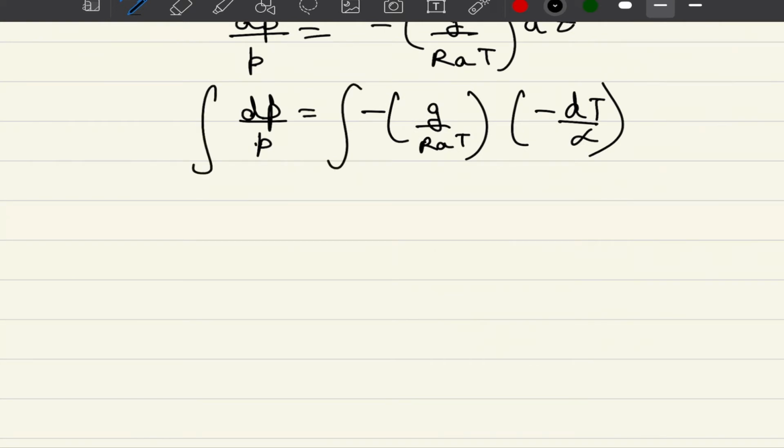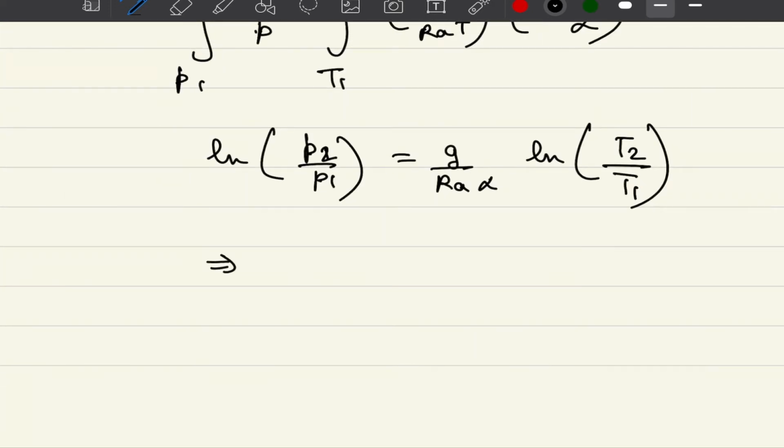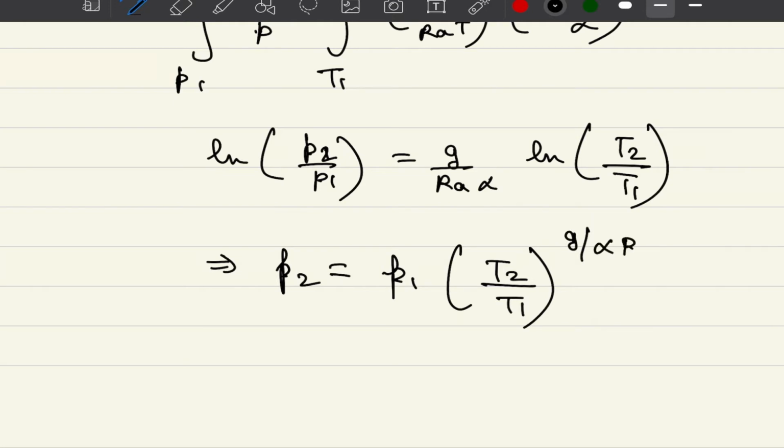When I integrate it between P1 and P2, between T1 and T2, I get an expression that log of P2 upon P1 is equal to g upon R_A alpha ln T2 upon T1, which implies the pressure at level 2 can be written as P1 into (T2 upon T1) raised to the power g upon alpha R_A.